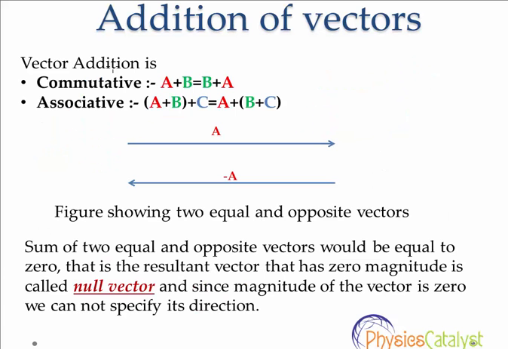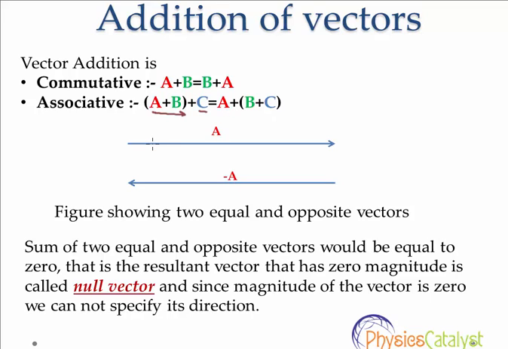Let us learn more about vector addition. Now, vector addition is commutative. That is, if we find the resultant of B plus A, then we obtain the same resultant vector, that is C. So here we have A plus B equals B plus A. Another property of vector addition is that it is associative. That is, the result of adding vectors A and B first and then adding vector C is the same as the result of adding vectors B and C first and then adding vector A.